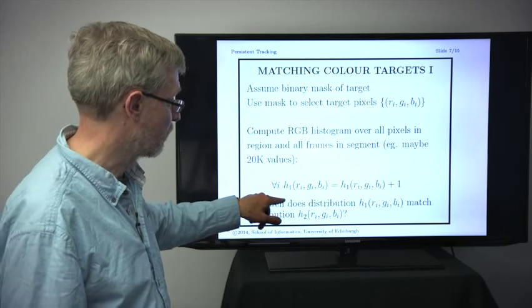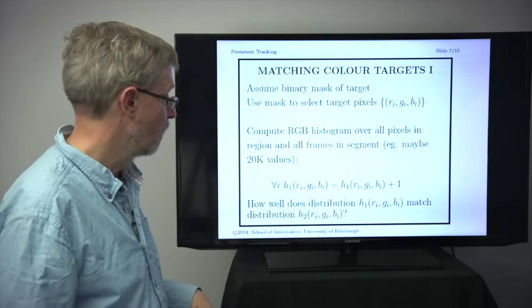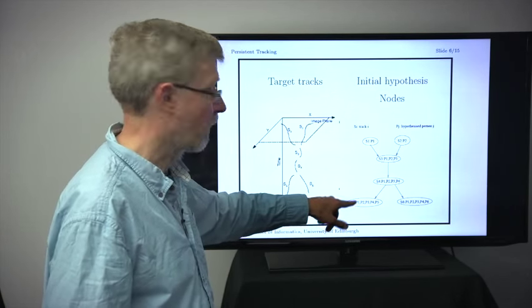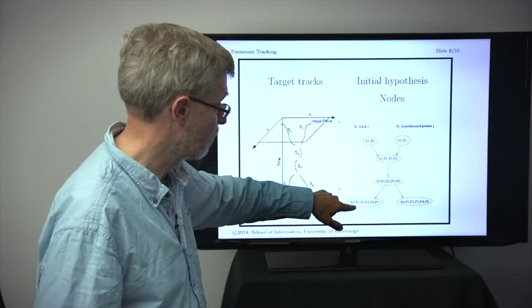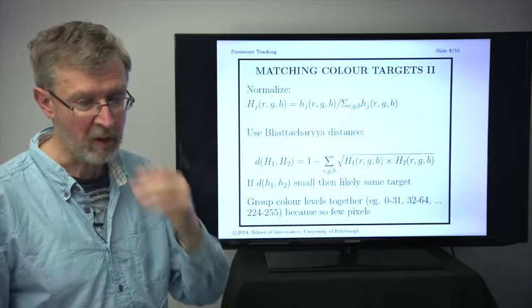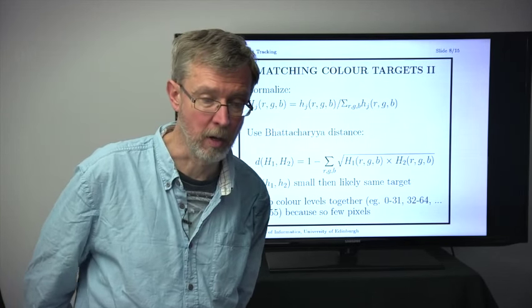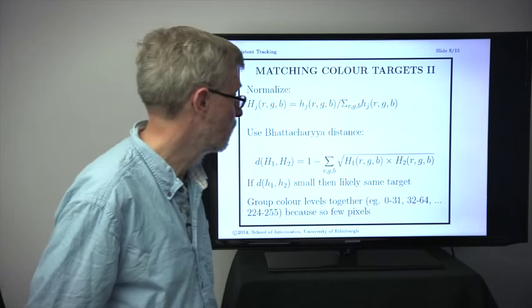Okay, so we have a descriptor now, H1 for target number 1, and a descriptor for target number 5 or whatever. We want to know, how well does this descriptor match that descriptor down there? So now we need a way of matching colors, or color histograms. And so we're going to use something called the Bhattacharya distance in order to do that.